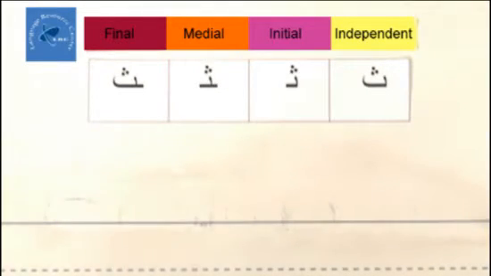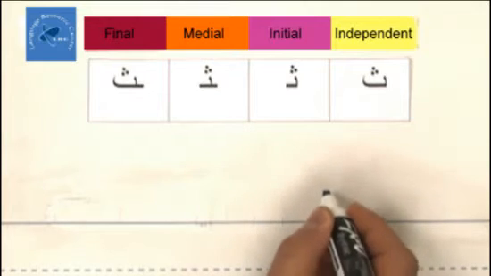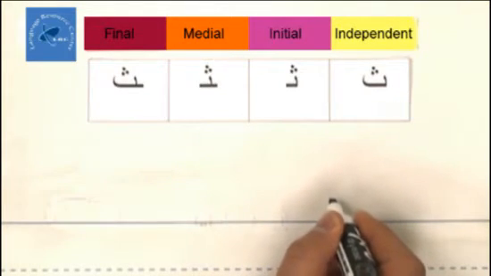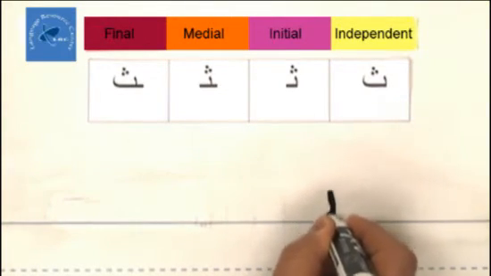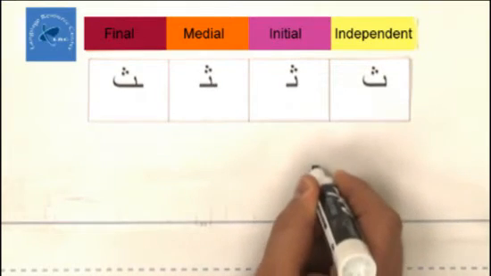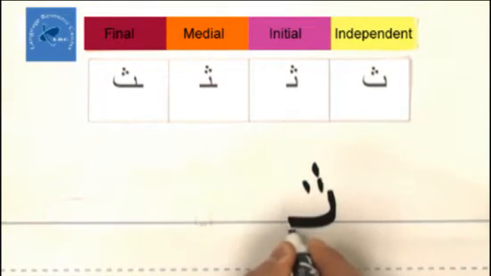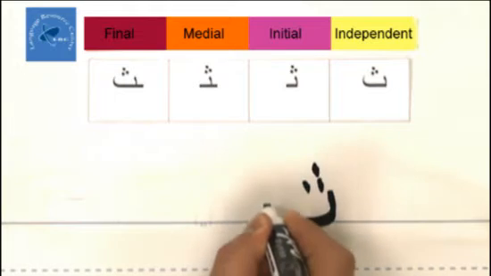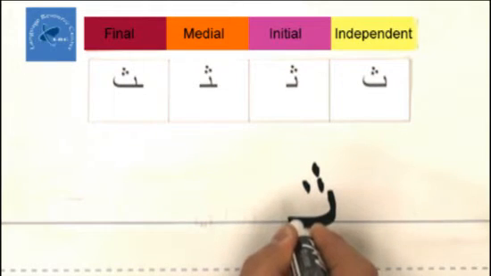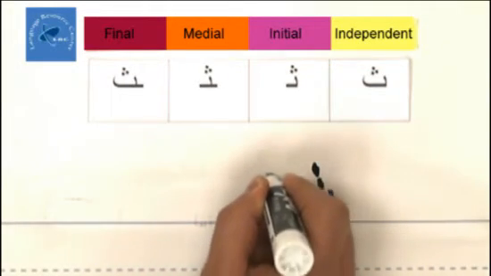Let's practice writing th in some of the words. Let's start with the word Fabit. Fabit. So the first sound is th. Th. 3 dots. Fabit. So we need aleph. So we connect th to the aleph. We go up.